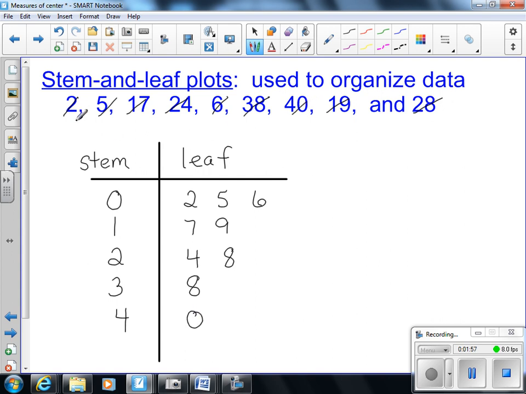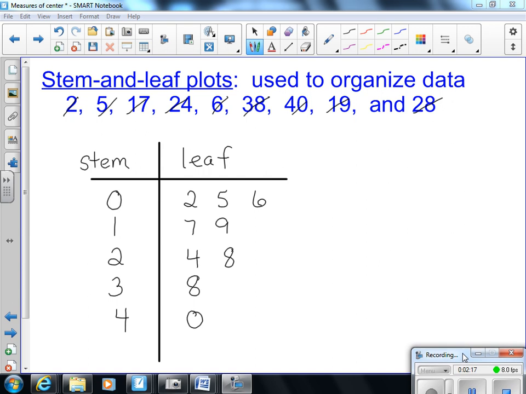Now I double check and make sure I have all my data pieces. 1, 2, 3, 4, 5, 6, 7, 8, 9. Looks like I have them all. Now you must be careful when you're making a stem and leaf plot. Remember, you're starting with your smallest number, working your way up to your largest number.